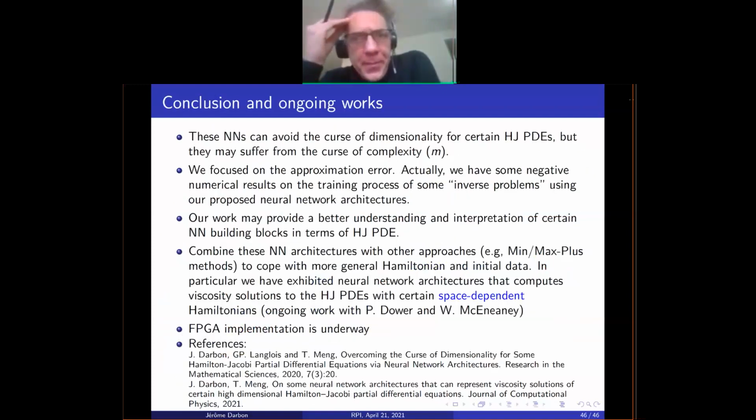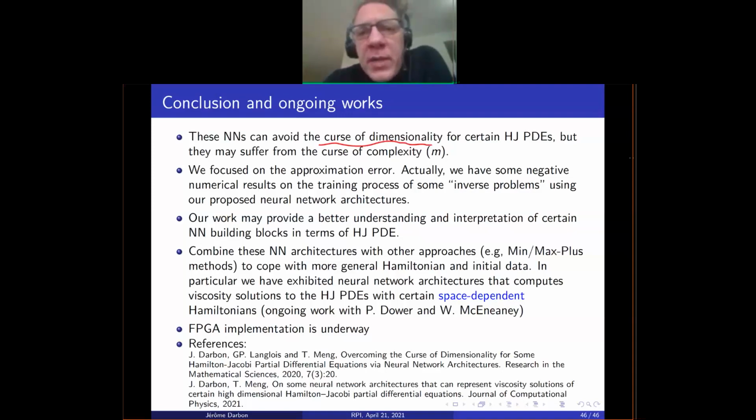To conclude, I want to mention some properties that these neural networks have. They can indeed overcome, in certain cases, the curse of dimensionality, because when n goes large, and I gave you an example, for instance, n is 16, then we can still evaluate efficiently the solution of the corresponding Hamilton-Jacobi PDE.